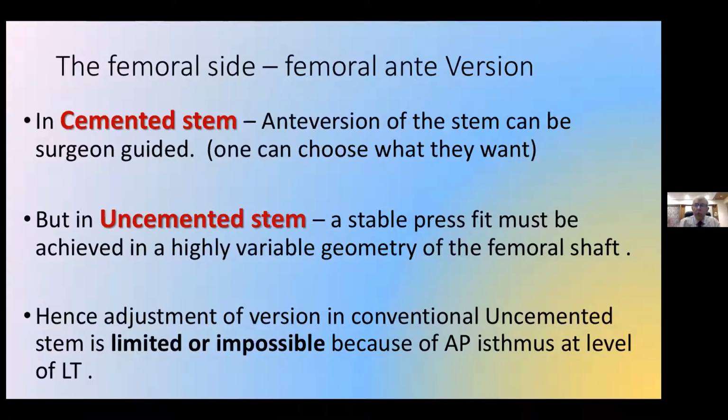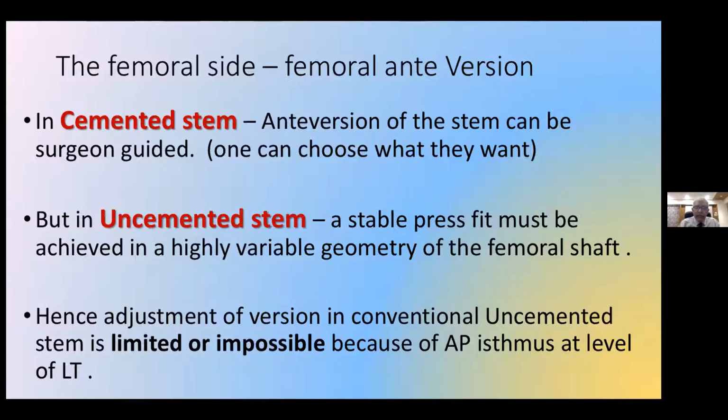Now what happens when we do the THR? In a cemented stem, the anteversion of the stem can be surgeon guided. We have an option available. We can choose the anteversion, we can rotate the stem and select the anteversion that we want. But in the uncemented stem, what we are achieving is a stable press fit. And this is achieved based on the highly variable geometry of the femoral shaft, which is not in our hands. To achieve that press fit, you have to accept the way the femoral stem goes in uncemented.